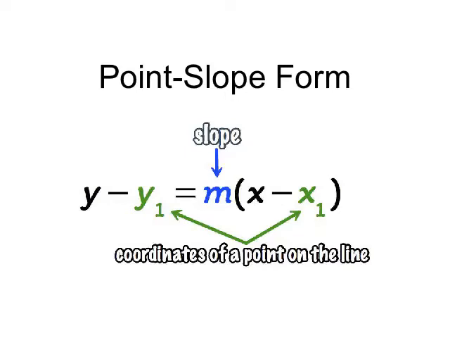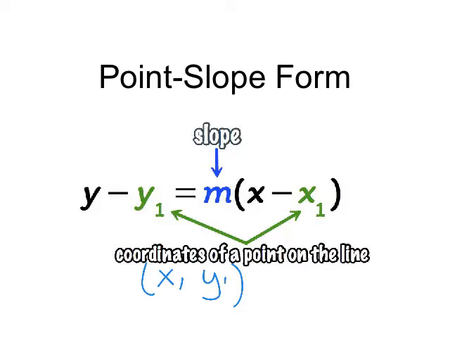Hi class, in this video we're going to learn how to use the point slope form of a line. So I'd like you to go ahead and write down this formula here: y minus y1 equals m times x minus x1. This diagram also has labeled for you that the slope is m, just like we're used to, and then the coordinate x1, y1 would be just any other point on the line.